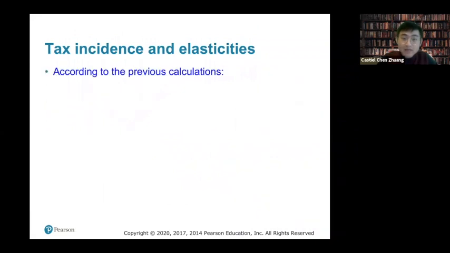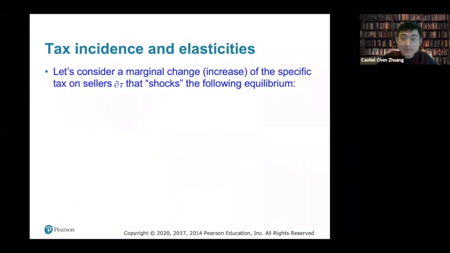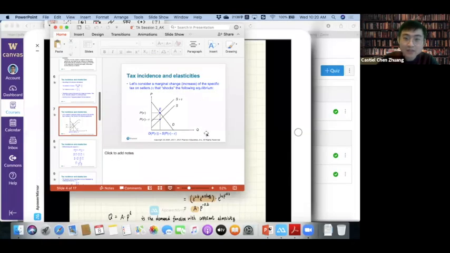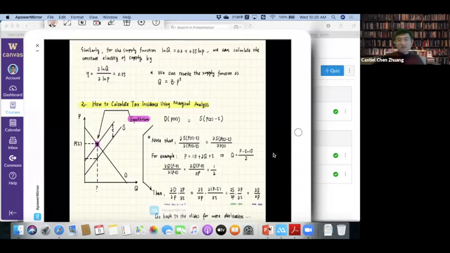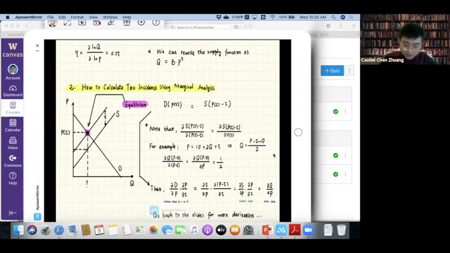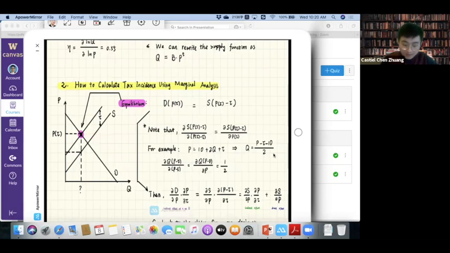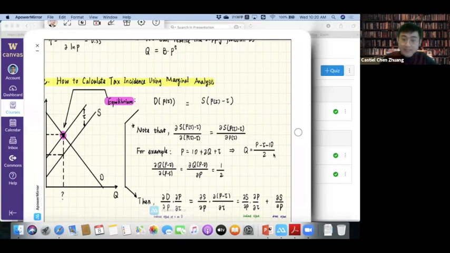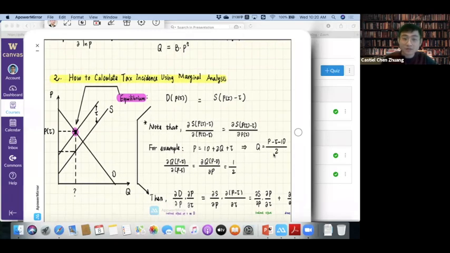But today I would like to talk about another way, which is by making use of the marginal analysis. So I will actually show you on my iPad. So we don't have a lot of time. So I will just briefly talk about this and share this with you after class, and you can take a look. So basically, we want to use calculus to do the analysis.